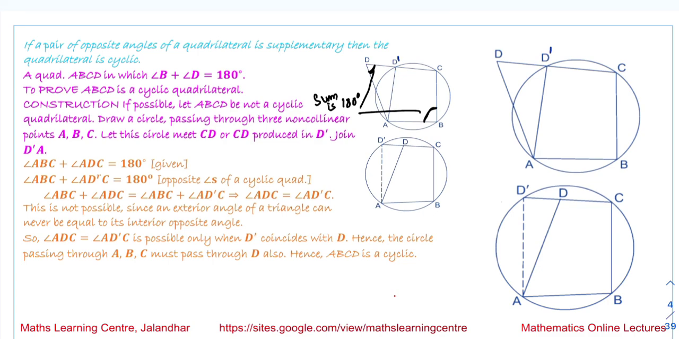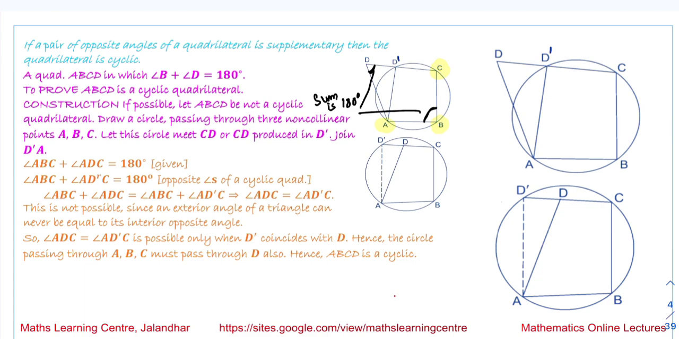So first we suppose that this quadrilateral is not cyclic. We do the construction over here, and we construct a circle passing through the points A, B and C. We have drawn a circle passing through these three points. Since we have assumed it is not a cyclic quadrilateral, point D will not lie on the circle, otherwise the theorem would be complete.